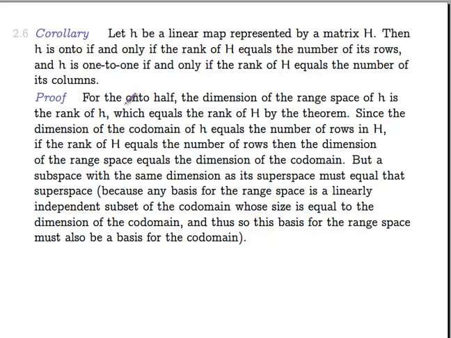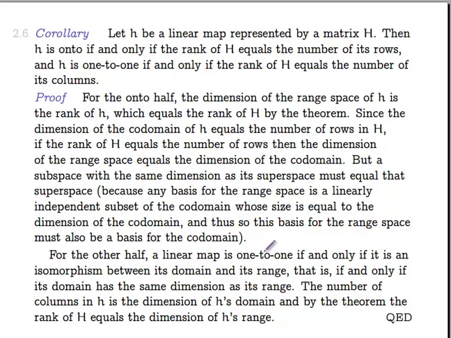Okay. So for the onto half, and this is the proof, the dimension of the range space of H is equal to the rank of H, which is equal to the rank of the matrix H by the theorem. Since the dimension of the codomain is the number of rows, if the rank of H is equal to the number of rows, then the dimension of the range space is equal to the dimension of the codomain. But a subspace with the same dimension as its superspace must equal the superspace. Okay, because you can't have an n-dimensional space as a proper subset of an n-dimensional space. So that gives me the onto part of this result.